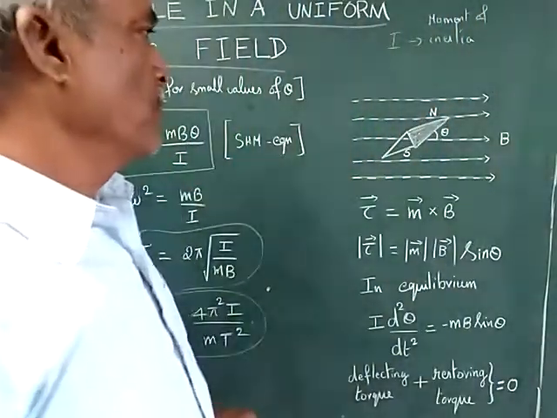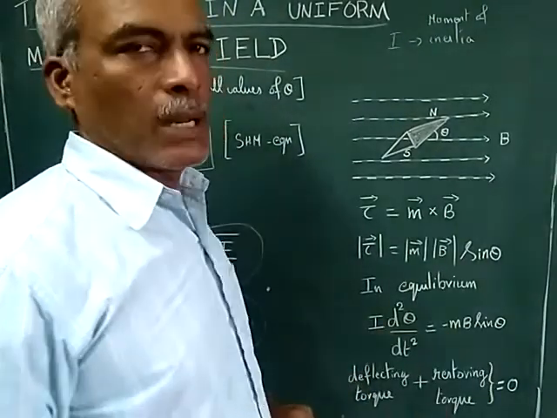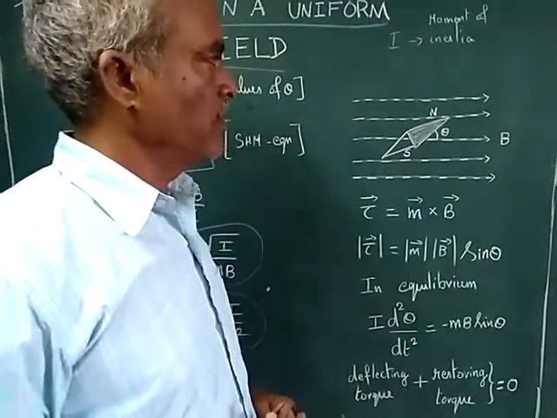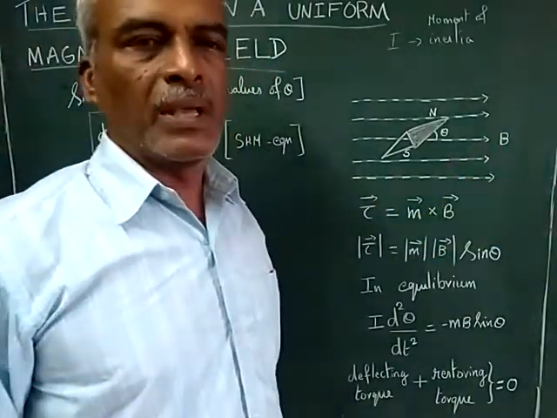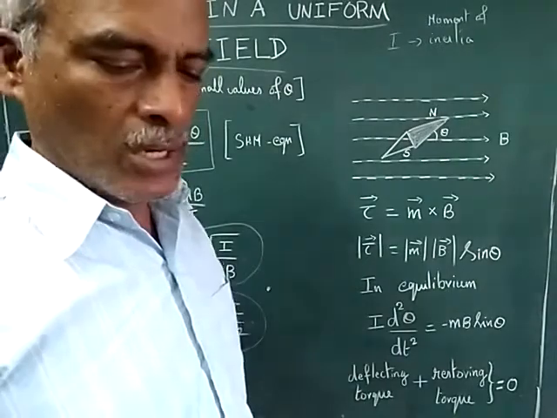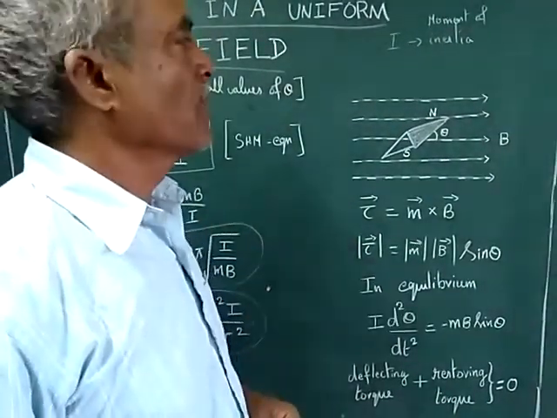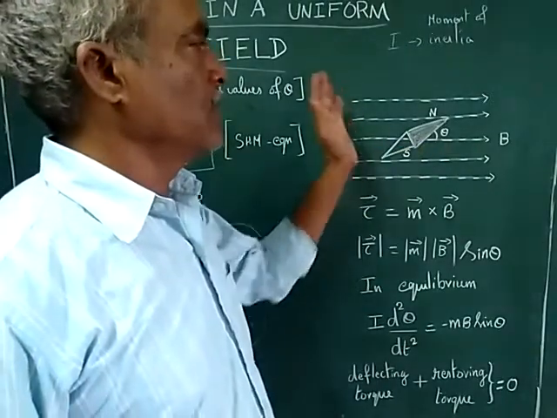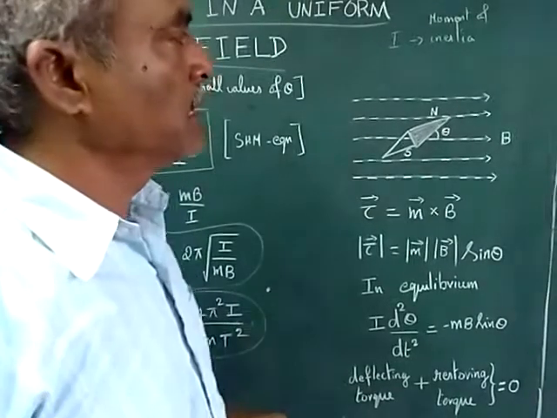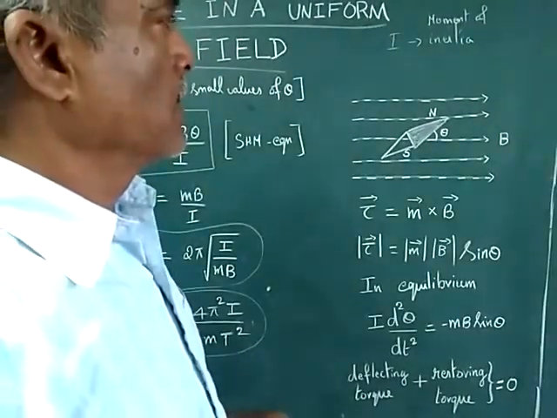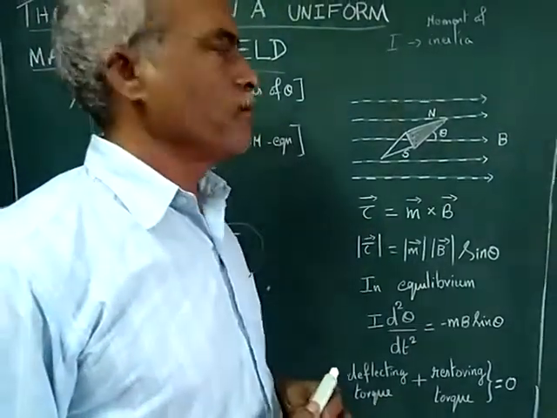So assume a uniform magnetic field is produced because of a bar magnet or a solenoid, and the magnetic flux density, or magnetic field B, is constant. Now suppose you place a magnetic compass. It tries to deflect, and if it is allowed to oscillate, then we can find the frequency of oscillation.